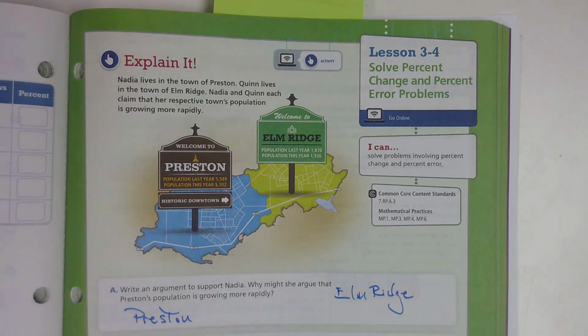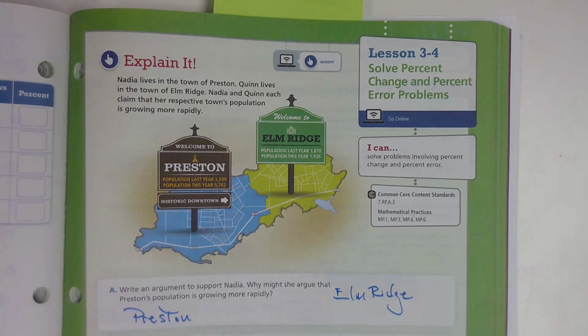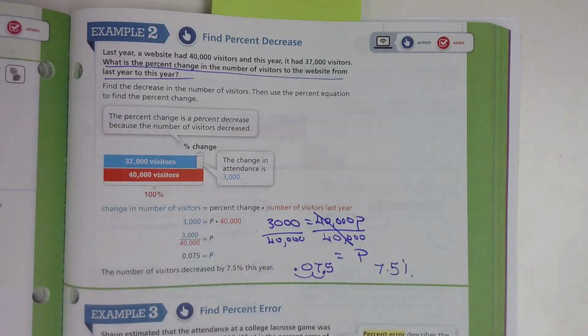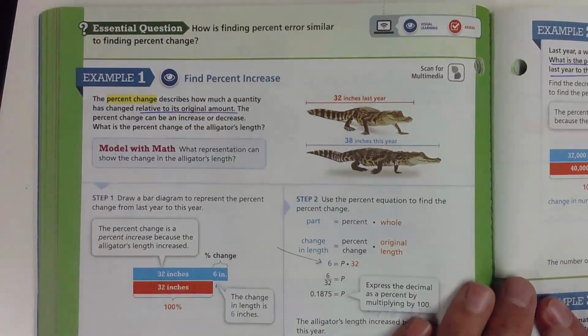Okay, so this is 7th grade 3-4. Actually, one lesson too far, and that was yesterday's video. So let's just look at these really quick.